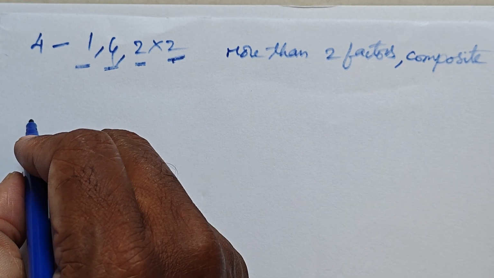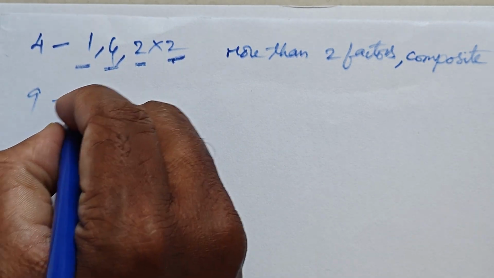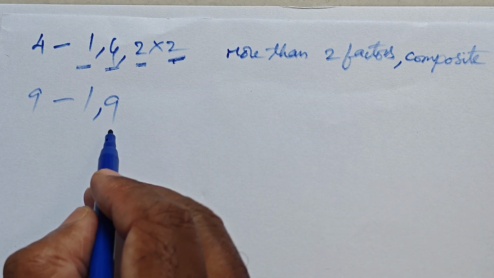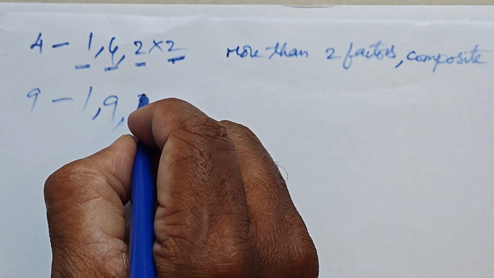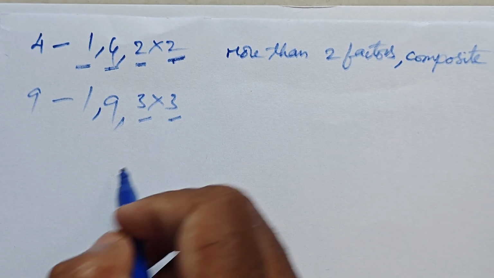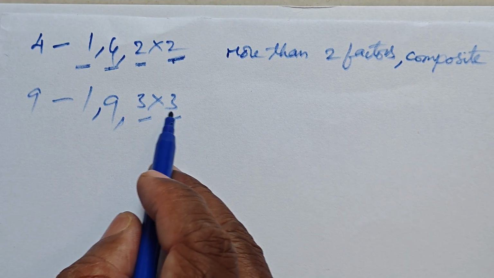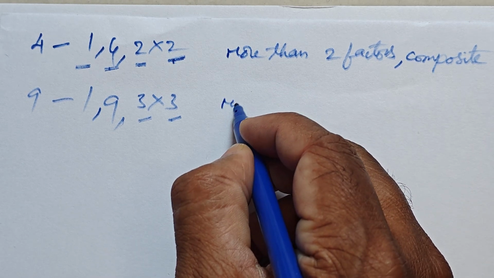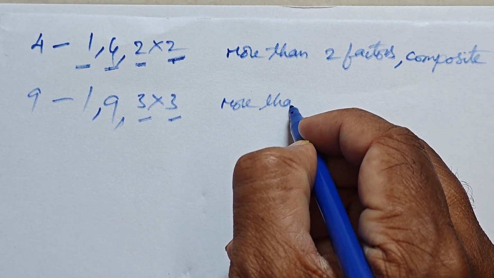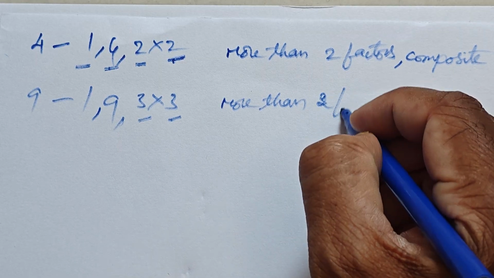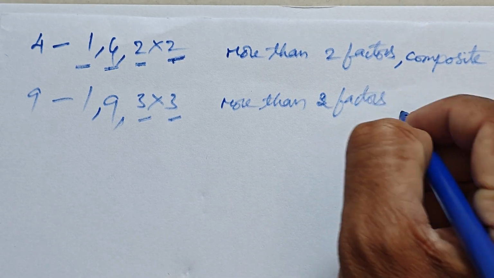If I take 9, 1 will divide 9, 9 will also divide 9. These are the two factors. And what else can divide? 3 into 3. That means this is the third factor, and even though it is the same number, this is a fourth factor. So this number has more than two factors. See, whether the factor is same or not is immaterial. Here, more than two factors, then the number is composite.